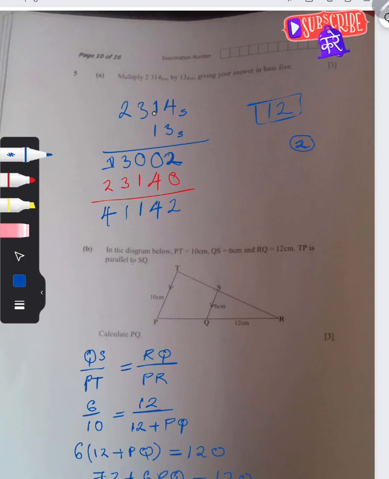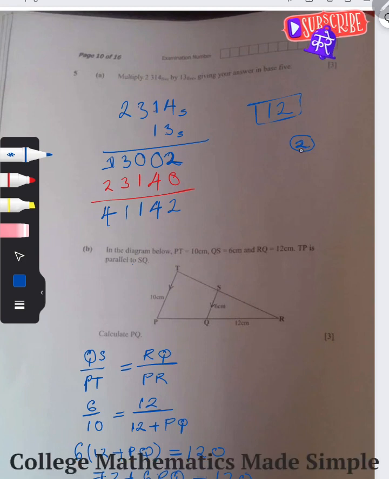3 multiplied by 1 is 3 plus 2 is 5. How many 5s in 5? It's 1. Remainder 0. Okay? Then 3 multiplied by 3 is 9 plus 1 is 10, which is 0, remainder 2. Then 3 multiplied by 2 is 6 plus 2 is 8. How many 5s in 8? It's 1, remainder 3. So this is 3 and 1 here.